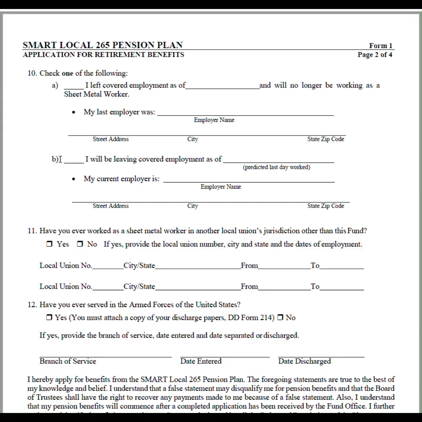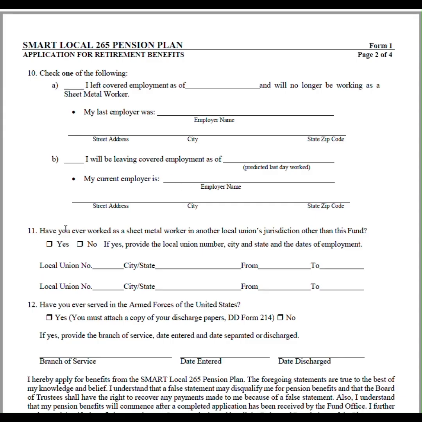If you are still currently working and plan on working up until your retirement effective date, you will check B. You'll put your predicted last day worked. The fund office uses this date to determine if any additional hours are due after you are already processed for payment. You will also include the employer's contact information under here.